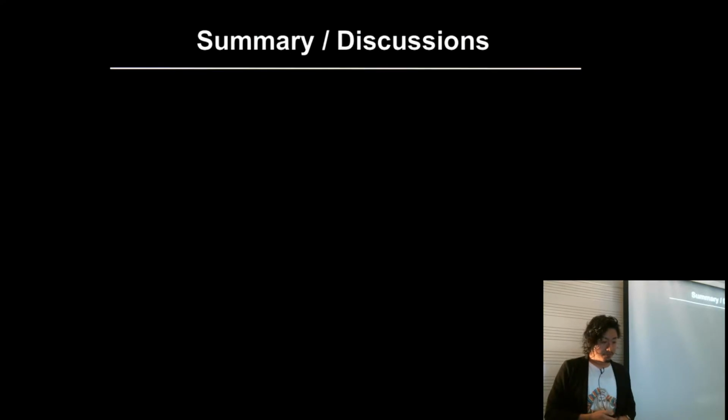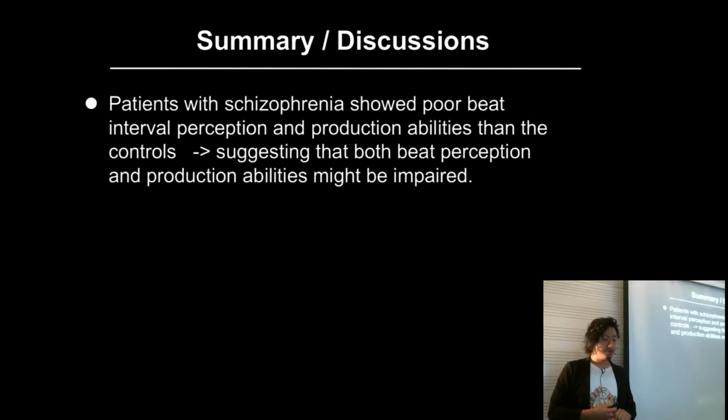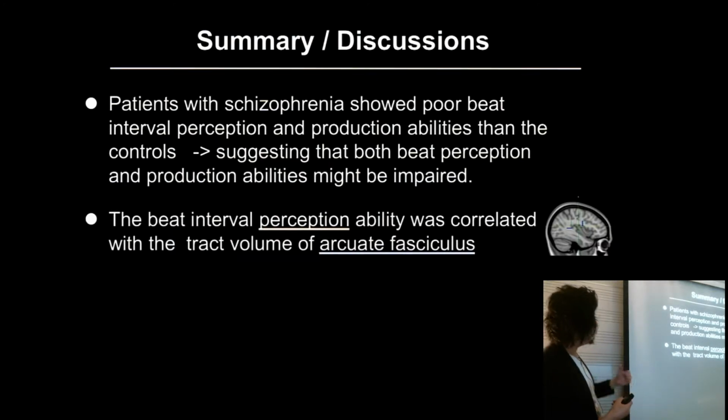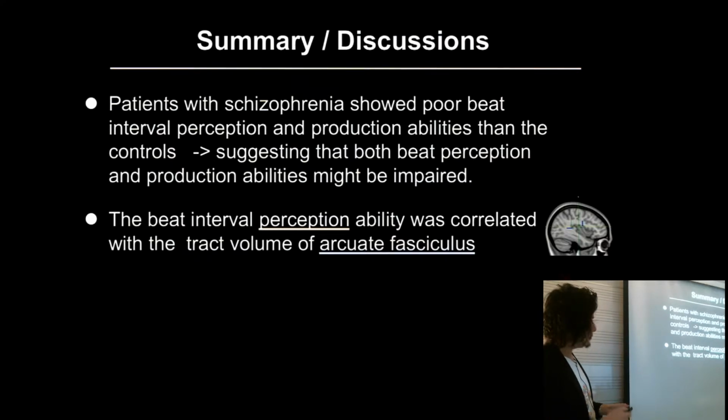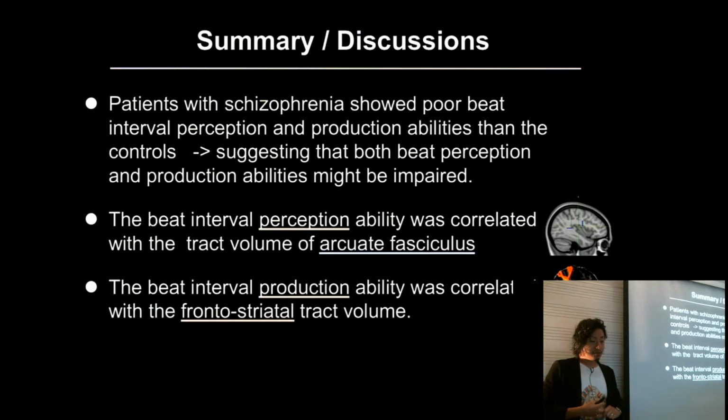And also, we found that patients with schizophrenia showed poorer beat interval perception and production abilities than the controls. These results suggest that both beat perception and production ability might be impaired. But here, we found that the beat interval perception ability, not the production, was correlated with the tract volume of the arcuate fasciculus, from the temporal gyrus sending information to the frontal areas. So we found some correlation between the two measures. And we also found the beat interval production ability was correlated with the frontal striatal tract volume.